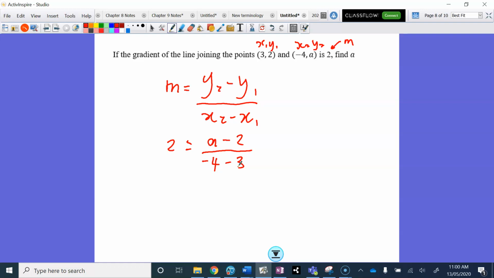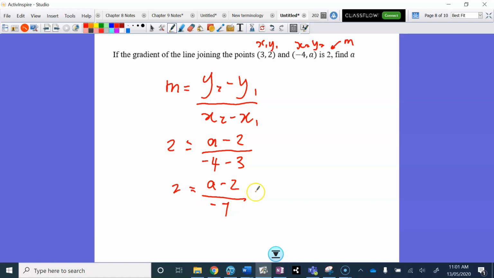If you had your calculator, and this was a calculator active task, it'd be very straightforward to just do a solve this equation for a. Okay, so you could easily do that on the calculator if you had to. This one I'm going to pretend is not a calculator active task, so we have to do this by hand. So now it's just a matter of simplifying and solving that equation. So if I simplify that denominator, 2 is equal to a minus 2 over negative 4, take away 3, negative 7. Now it's just a straightforward solve the equation.